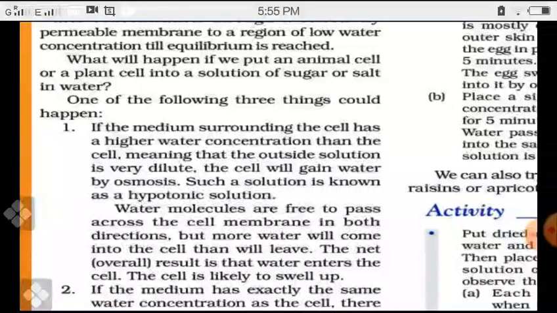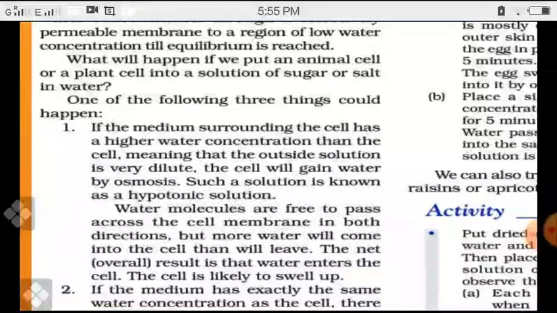What is the first thing? If the medium surrounding the cell has a higher water concentration than the cell, I repeat, we take in a jar some water and we put a very little content of salt or sugar. Okay, so this medium is called the hypotonic solution.